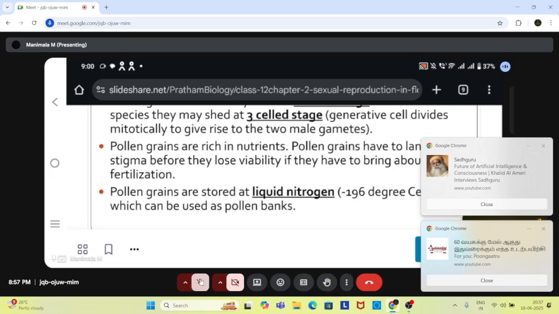Okay, and so we are using liquid nitrogen to preserve what? The pollen grains. This method is called cryopreservation. Any doubt? No, madam. Any doubt? Is it clear? Clear, madam. Yes, ma'am.